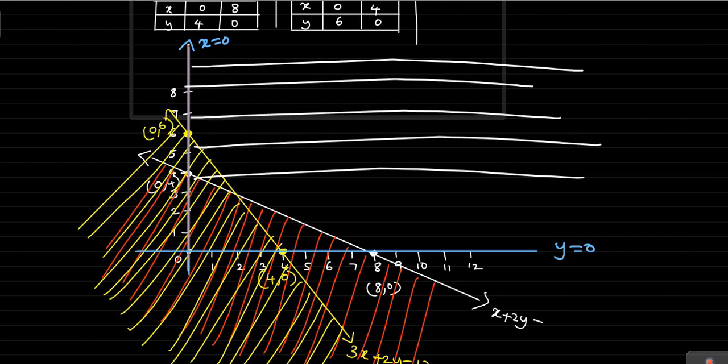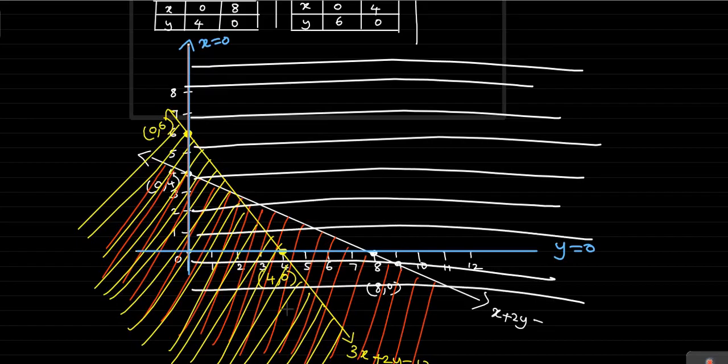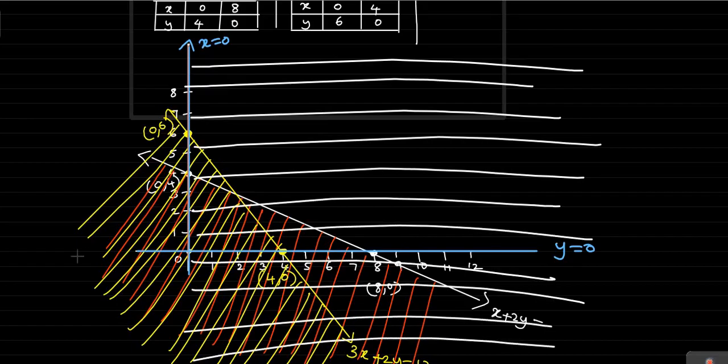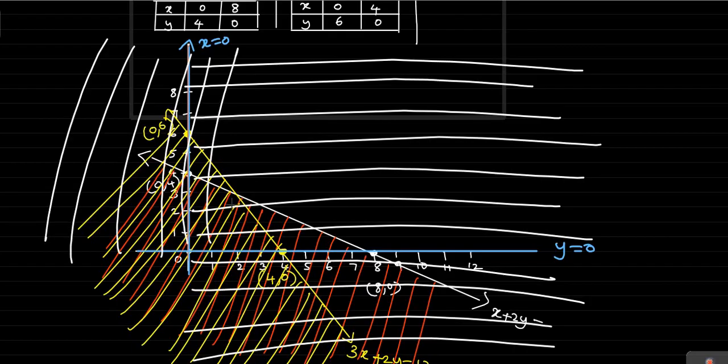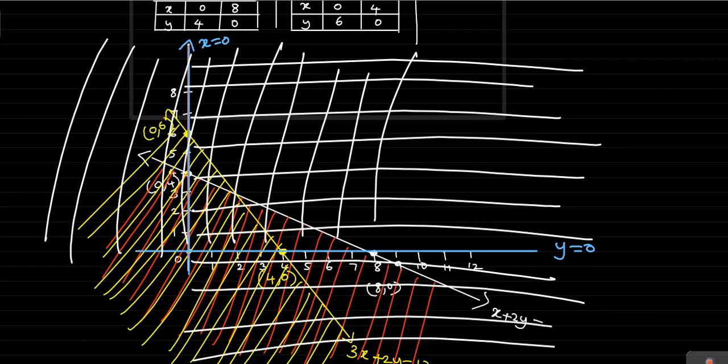I'll undo this again. We have a solution this side. Y greater than or equal to 0 means we have a solution this side. First quadrant and second quadrant. This is how we have it.